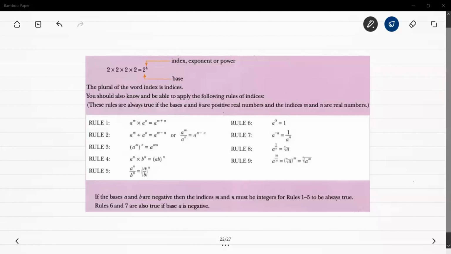In front of you are some general rules for indices and surds. It's in your book. However, it's really important that you memorize them. These are really basic rules. You should know them by now if you're doing add maths.